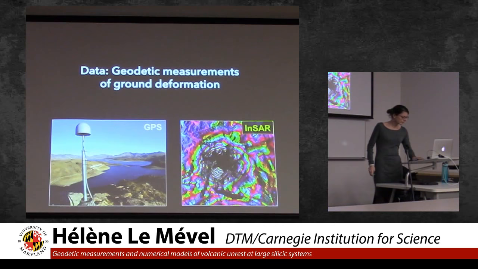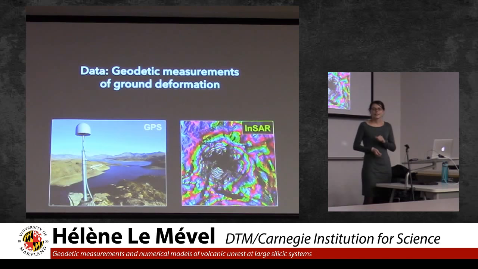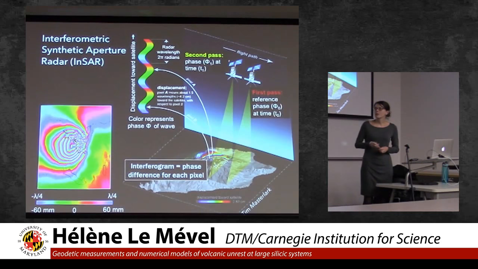Okay, so in my research I used two types of data, GPS and InSAR data. InSAR stands for Interferometric Synthetic Aperture Radar. I'm sure that you heard about it from Monghan, so I will just briefly remind you the concept. We use two different radar images acquired by the same satellite passing over the same area at different times. So an interferogram, and I'm going to show you different interferograms, corresponds to the phase difference between these two times for each pixel. So it looks like this.